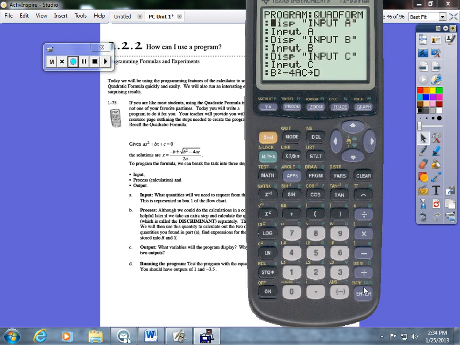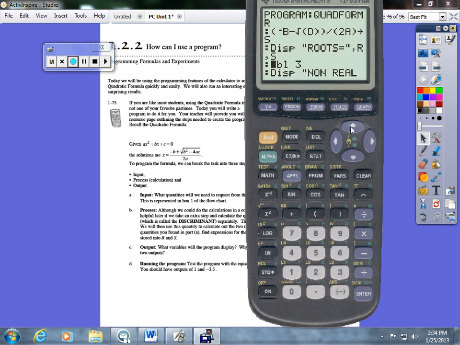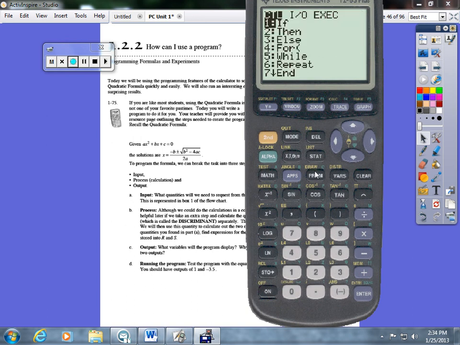So let's go into it and edit. And where did I go wrong? I went wrong after I displayed my roots. Because once it's done displaying those roots that exist, I want it to stop. I want it to end. So insert, align, okay? So how did I do that? I pushed second, insert, and then hit enter, all right? So what am I going to put there? I'm going to tell the calculator to stop.